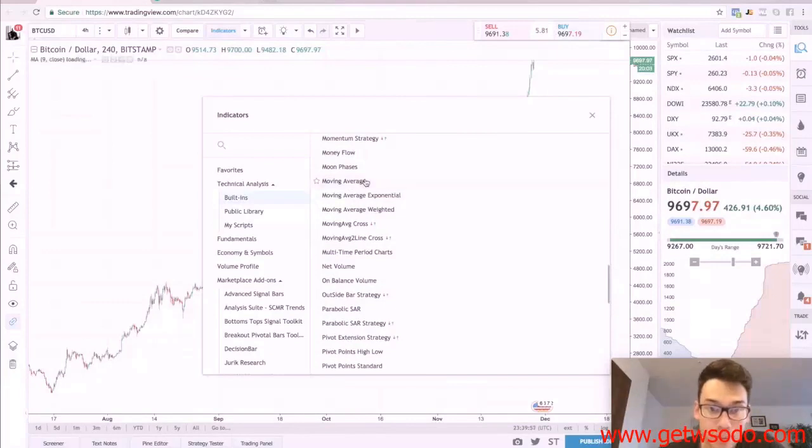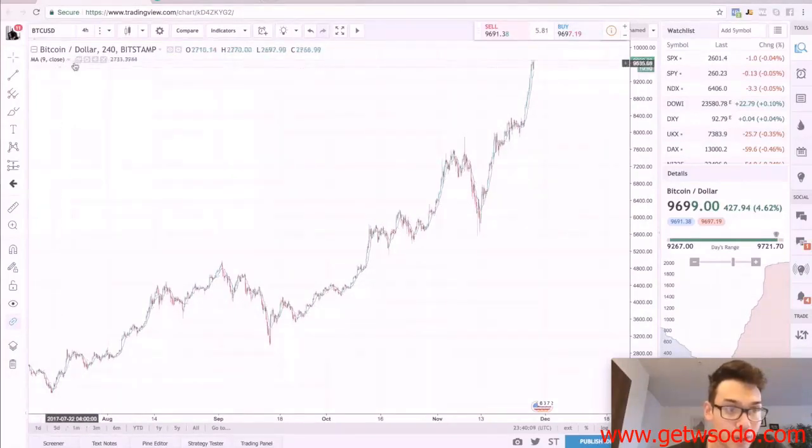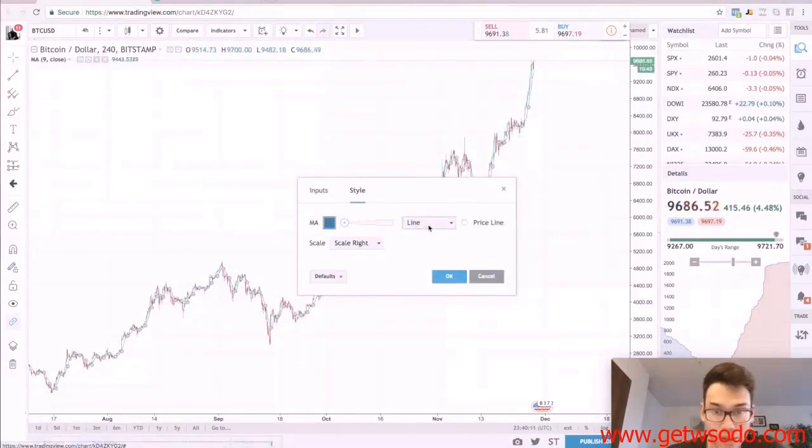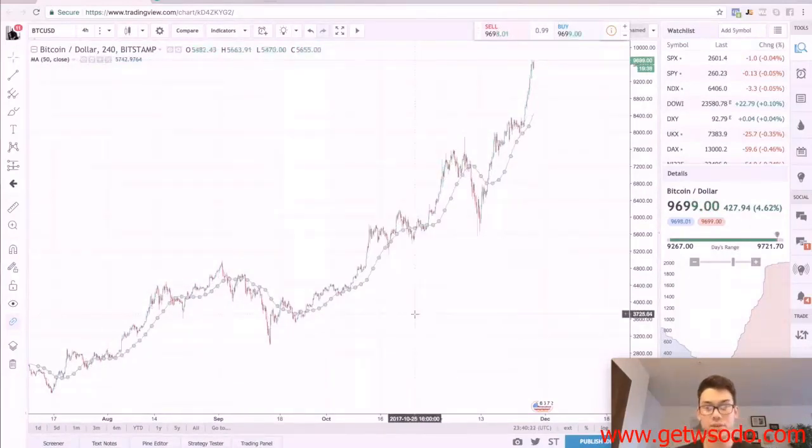All right, there we go. So moving average. And this is just a simple moving average, and we could adjust this to a different time frame. If you go here, settings, we could adjust this moving average to either a 50-day or 200-day. I'll just do the 50-day because that's usually the time frame that I'm trading with swing trading.